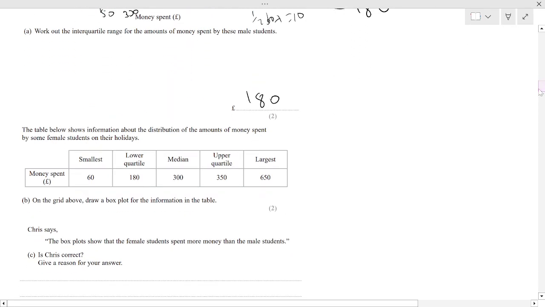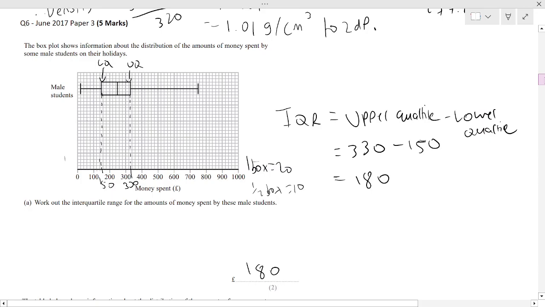Okay, then it says the table below shows information about the distribution of money spent by female students. And they're giving us the data, and we need to plot the box plot for this. So again, you just need to plot all this information in.